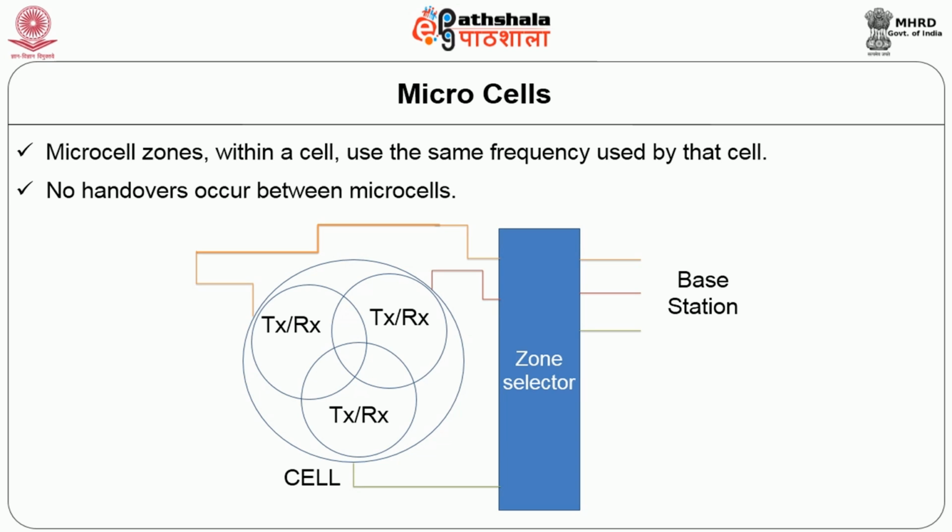Since the same frequency is used within that particular cell, if the device moves from one micro cell zone to another micro cell zone, no handover would be required. So, the base station simply switches the channel to a different zone site, and no physical realignment of channel would take place. Hence, no handovers would be required. So, we have seen how a cluster can be used for frequency reuse, what the distance between the co-channel cells is, and how the capacity can be increased by using clusters of different sizes.